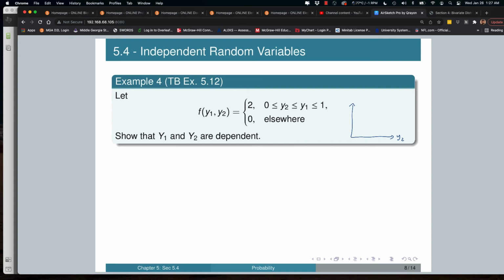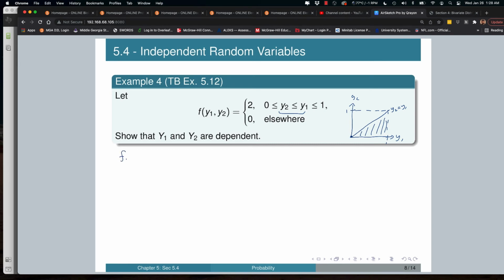Y sub 1, y sub 2. They're both between 0 and 1. But y sub 2 less than or equal to y sub 1 leads me to believe that I need a line with a slope of 1 going up this way. So that's when y sub 2 equals y sub 1. And when y sub 2 is less than or equal to y sub 1, it's below that line. So that's our valid area that we need to integrate for our marginal functions.